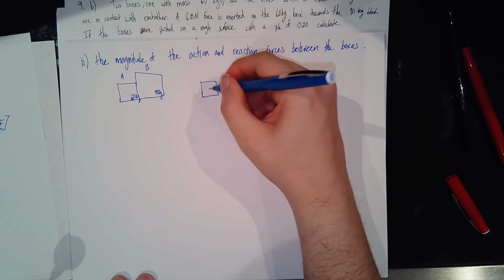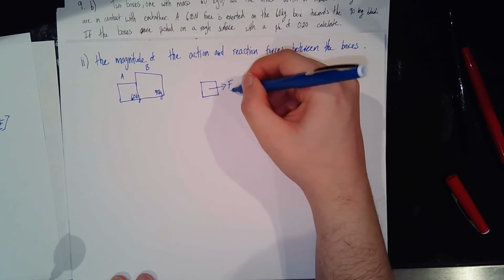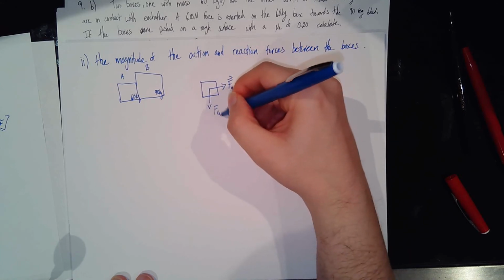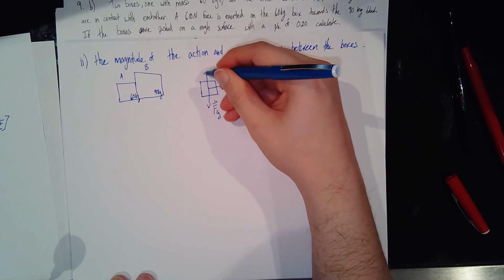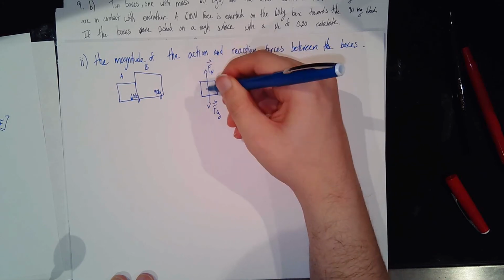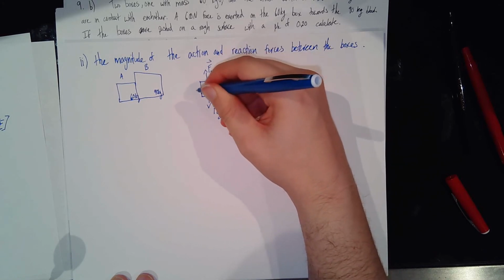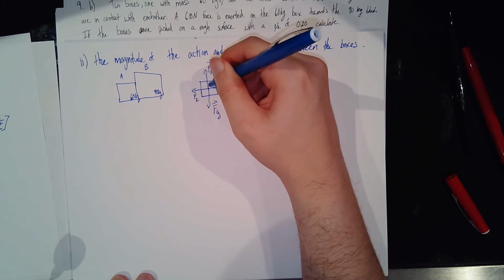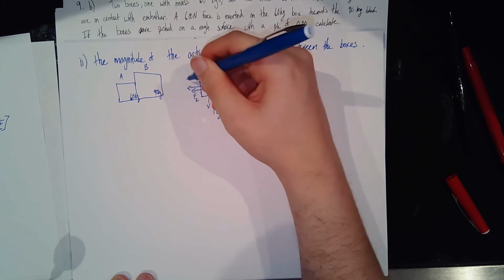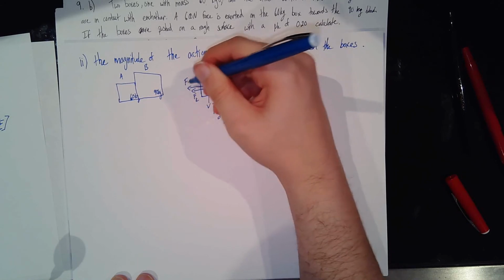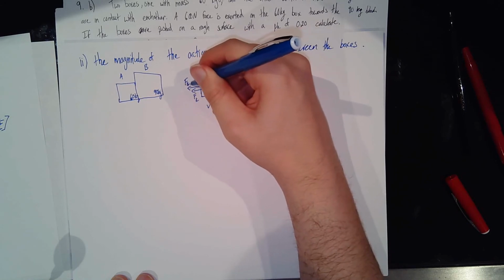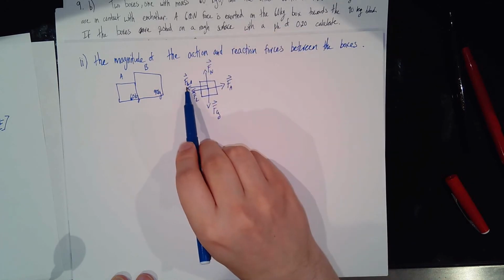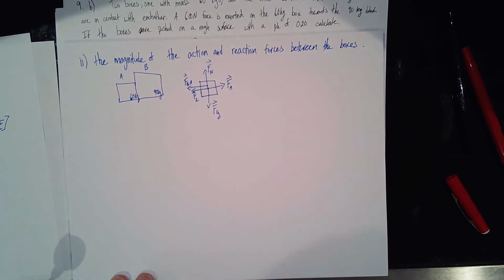This is going to be block A. We have our applied force, which is the 600 newtons, our force of gravity, our normal force, our force of kinetic friction, and then also this reaction force, which I'm going to write F_BA. And so what I mean by that is the force that block B is putting on block A.